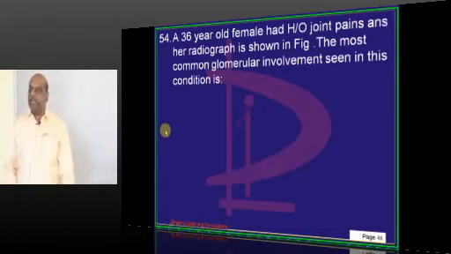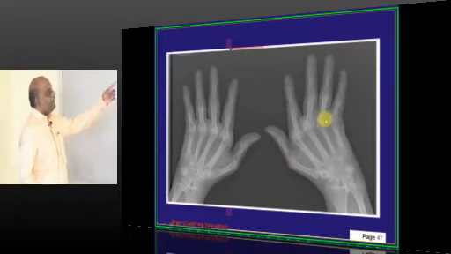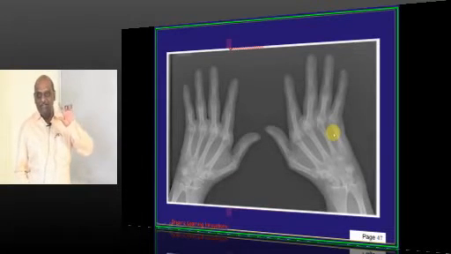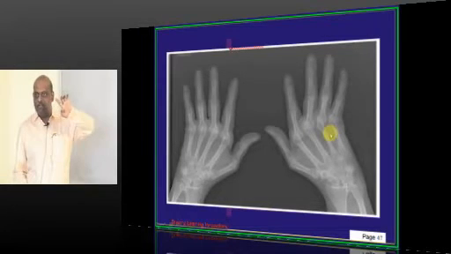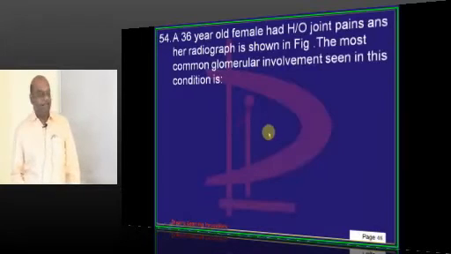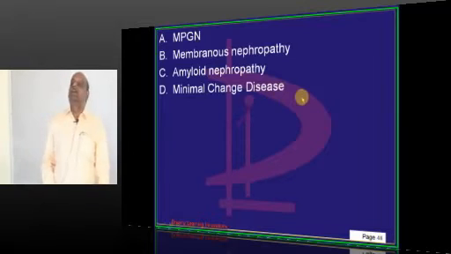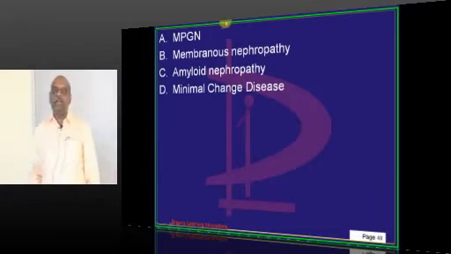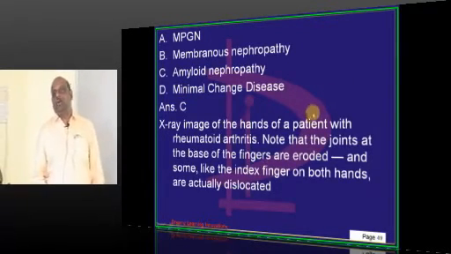A 36-year-old is having history of joint pains and her radiograph has been shown. What do you see here? Z deformity, swan neck deformity, subluxation of the joints. They are all the features of what? Rheumatoid arthritis. So the question is, what is the common glomerular involvement in rheumatoid arthritis? Whenever a rheumatoid arthritis patient develops renal involvement, it is the amyloid nephropathy which is commonly seen.